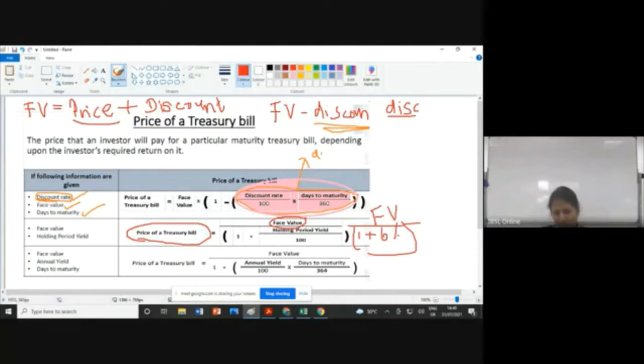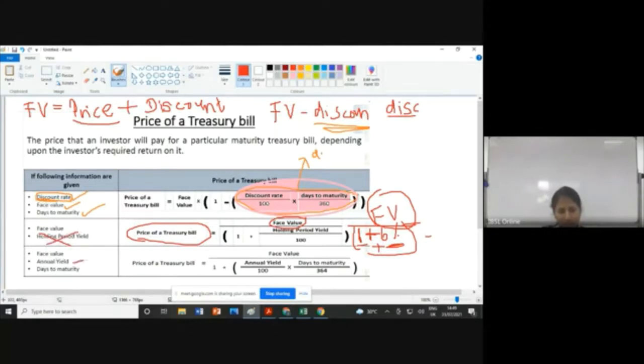Because you take the return, now 1 ideally means the price. 1 plus your return, your holding period yield is 6%. So your price plus the return from that price is equal to the entire face value amount, right? So when you divide face value by that amount, you get the price of a treasury bill. But let's say you don't have holding period yield.